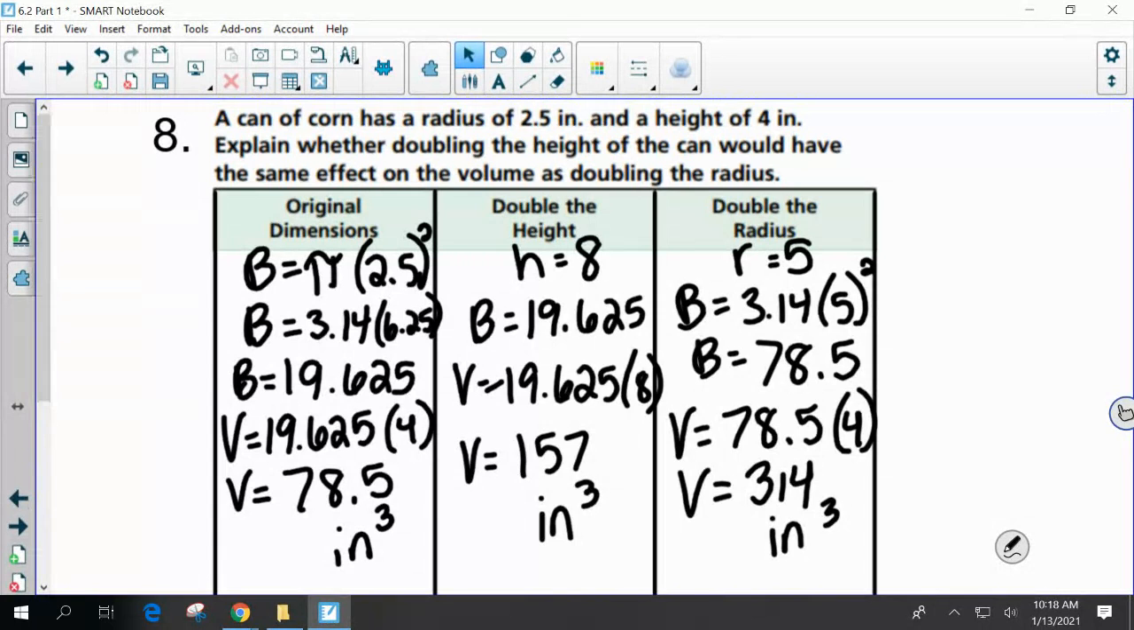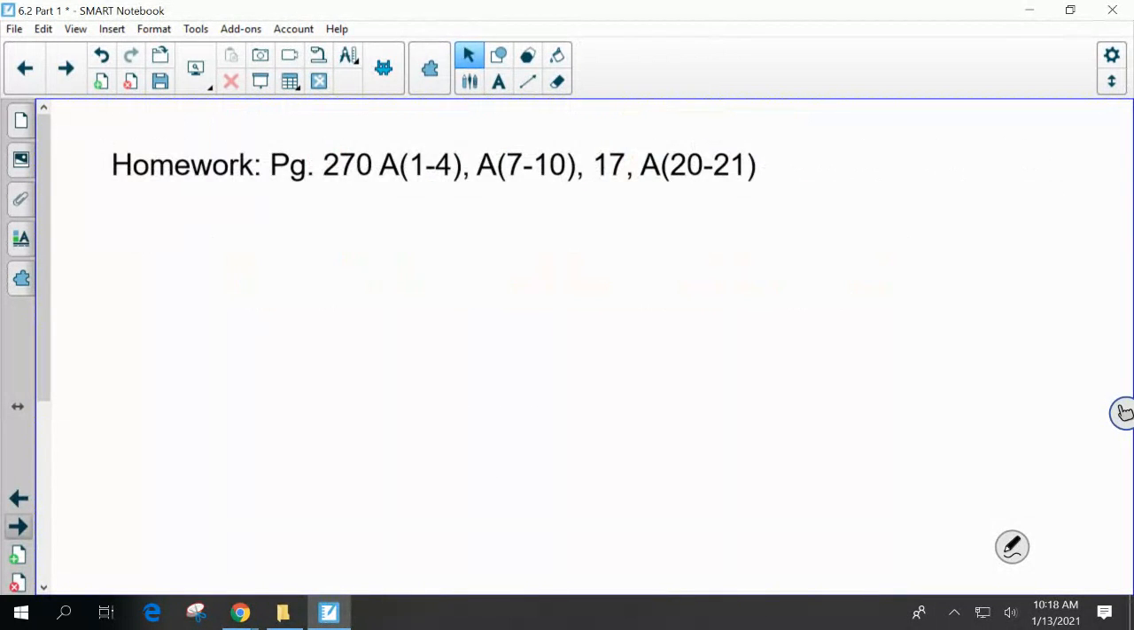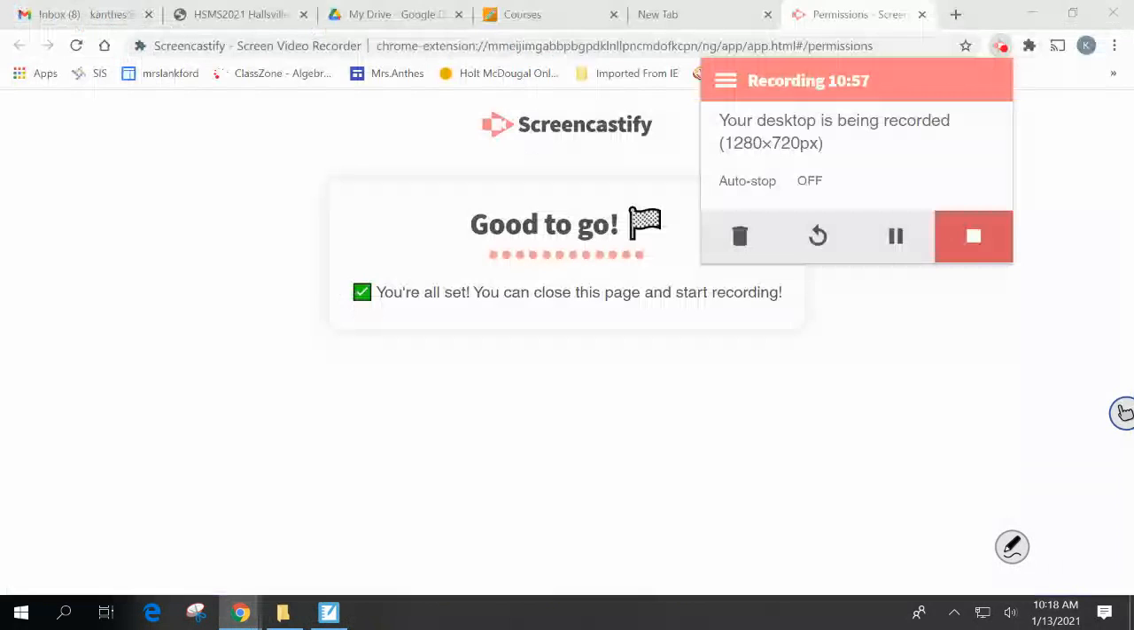Okay, so we are going to skip this last one, and I would like you to start on your homework. I would like you to label this at the top, page 270, assignment number 1, because you're going to have a page 270 assignment tomorrow also. We only have 8 problems.